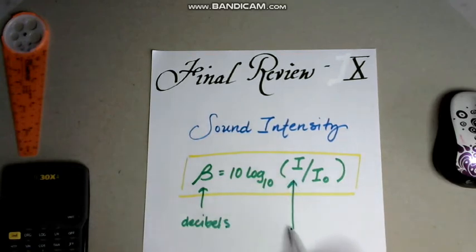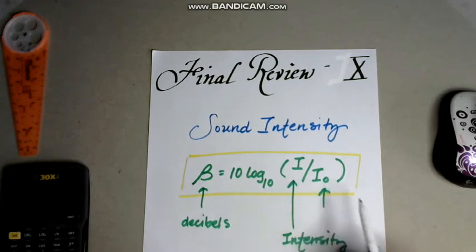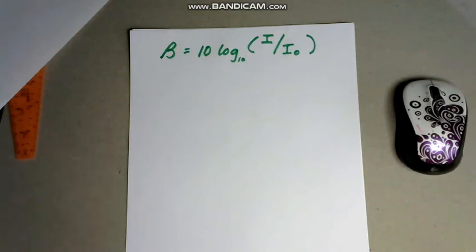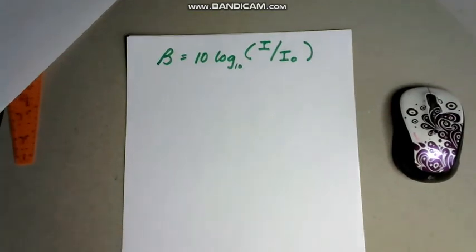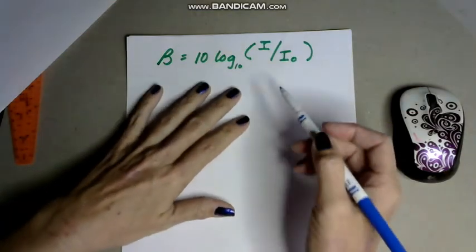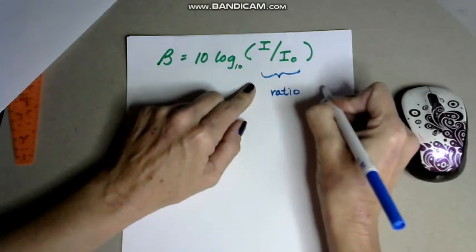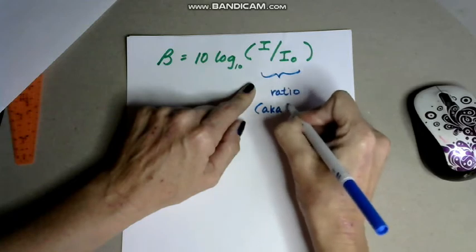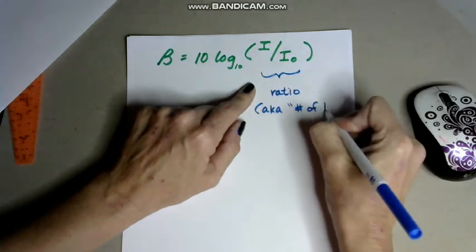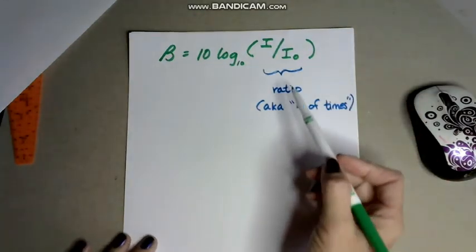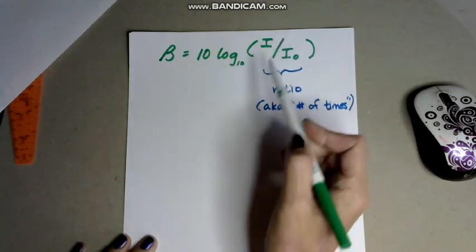I is your intensity. And obviously, I naught is your initial intensity. Okay, I've rewritten this equation here. If you encountered a question that was asking for how many times something would be, let me explain to you that this would be your ratio, or number of times. So what this means is, in a question like that, this would be your answer.